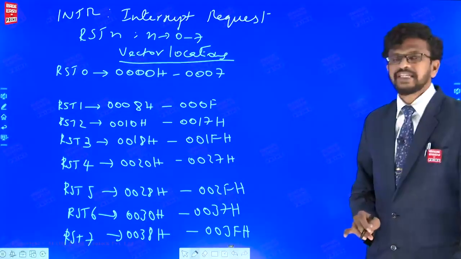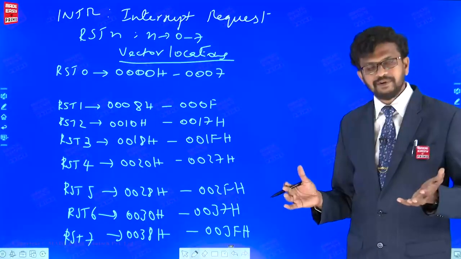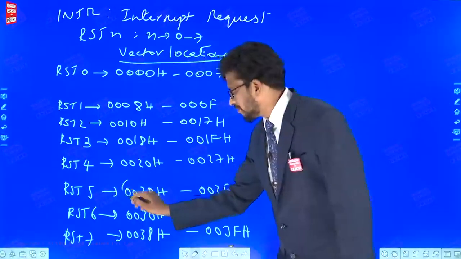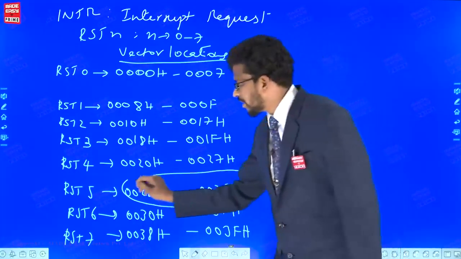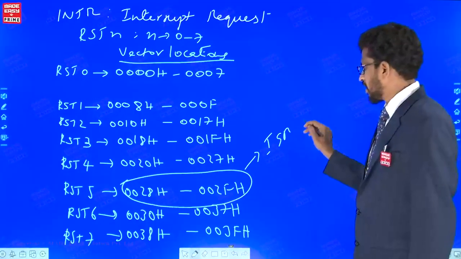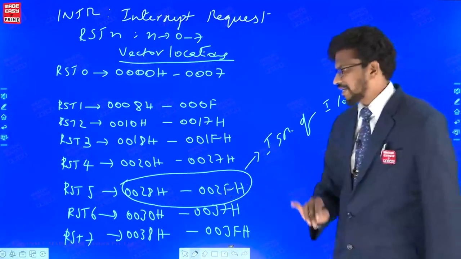For example, there is one IO device. For that IO device, there is some application program called as ISR. I want to use the RST5 vector locations in the memory to store the ISR. So I want to store the ISR of IO at these 8 locations.